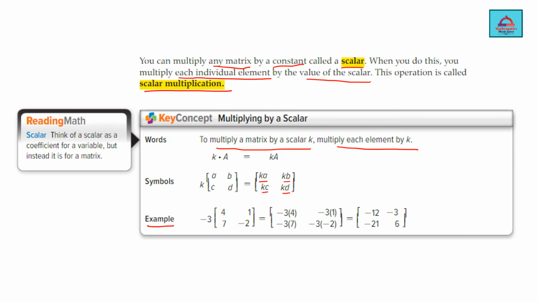Let's take an example. If you have k as -3, this is the constant, the value which is given, and you have the matrix 2 cross 2 with these 4 elements. Then after multiplication, this -3 gets multiplied to each element inside. So -3 times 4 gives you -12, -3 multiplied with 7 gives you -21, and -3 and 6, so on. So multiplication by a scalar simply means multiplying each element of the matrix with that number which is given as the scalar k.